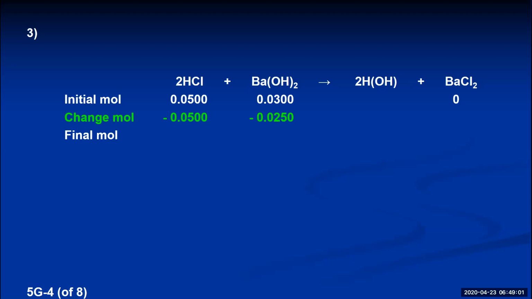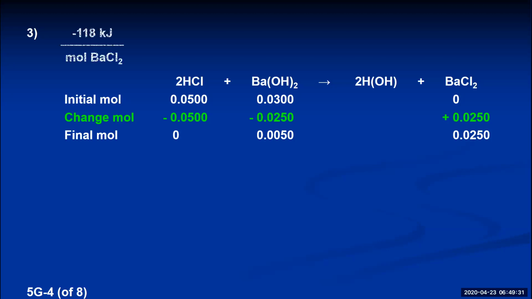Now, the important number, how much barium chloride is going to be produced? Well, the barium chloride and the barium hydroxide are in a 1:1 ratio. So if we're reacting away 0.025 moles of barium hydroxide, we must be forming 0.0250 moles of barium chloride. Adding up each of the columns, we know the HCl will have all reacted away. We'll have a little bit of barium hydroxide left over, but here's our important number. We will have calculated that you have produced 0.0250 moles of barium chloride.